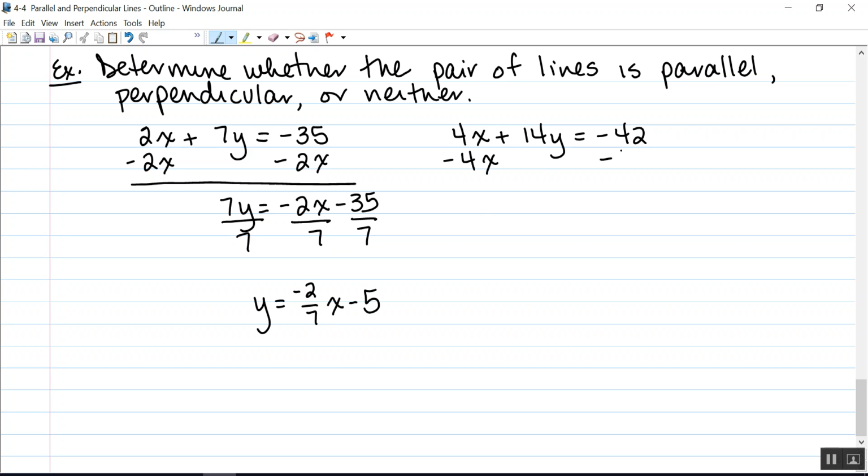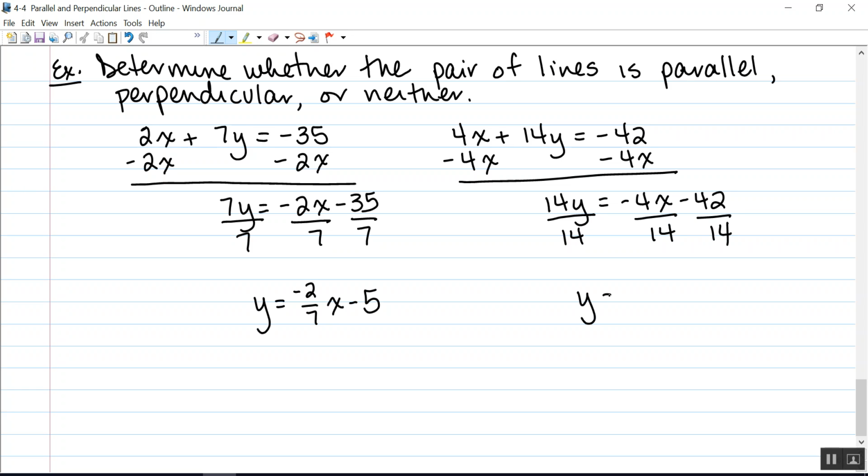Solve this for y by subtracting 4x on both sides. So I'll have 14y = -4x - 42. And dividing everything by 14, I'll have y = -4/14, which is -2/7 x, and -42 divided by 14 is -3. So you'll notice that my two lines, and all we're looking at here is what the slopes are, the two lines have the same slope, therefore they are parallel to each other.